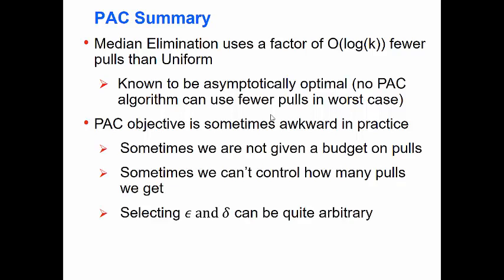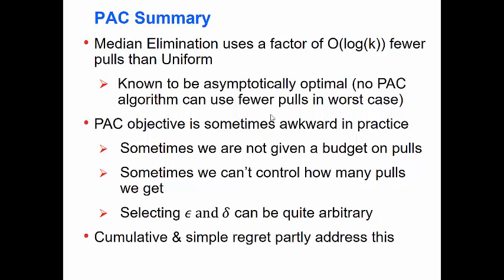And you can run the algorithms anyway with larger values, but that's just a fact of life. Also, with the PAC objective, sometimes you're not given a budget on arm pulls, and sometimes you can't control how many arm pulls you have. The PAC objective wants to tell you how many arm pulls to give it, and sometimes that's just not our setting. So this is going to be awkward to work with in a lot of cases. To get something that's easier to use in practice, we're going to look at two other objectives: one is cumulative regret and one is simple regret.